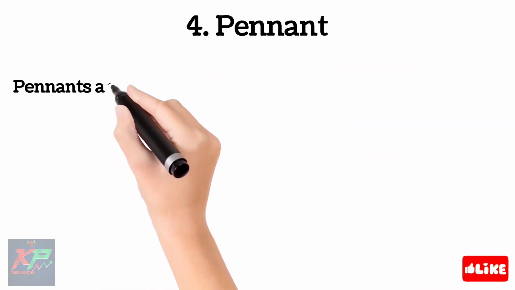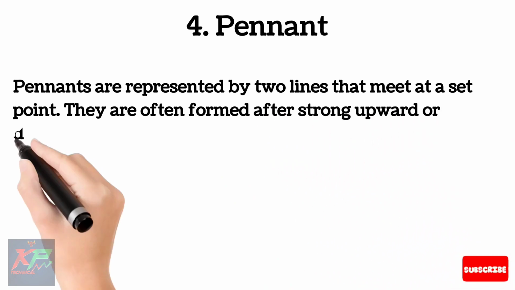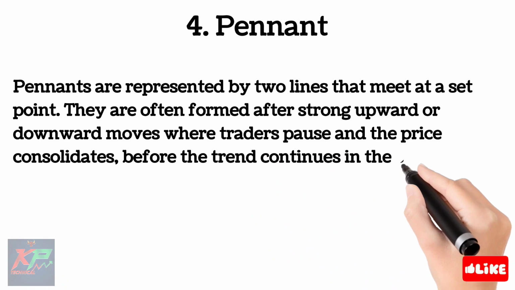4. Pennant. Pennants are represented by two lines that meet at a set point. They are often formed after strong upward or downward moves where traders pause and the price consolidates before the trend continues in the same direction.